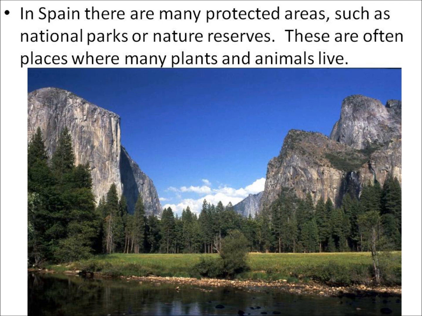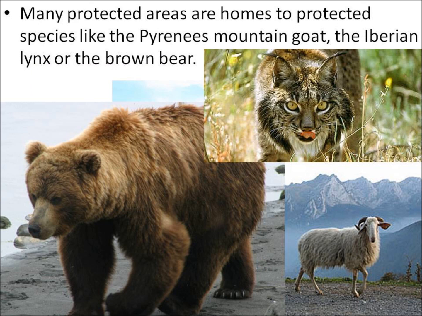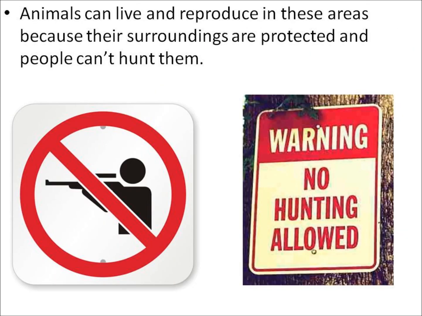In Spain, there are many protected areas, such as national parks or nature reserves. These are often places where many plants and animals live. Many protected areas are homes to protected species like the Pyrenees mountain goat, the Iberian lynx, or the brown bear. Animals can live and reproduce in these areas because their surroundings are protected and people can't hunt them.